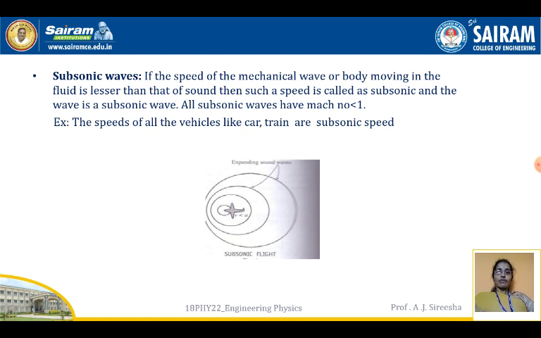The speeds of all the vehicles like cars and trains are nothing but subsonic speeds. If you look at the figure given here, a bird is flying. Since the flight of a bird is slower compared to the speed of sound, the sound waves are traveling at a higher speed and the bird is lagging behind in the figure. This means that the bird's flight is a subsonic flight because the speed of the bird is less compared to the speed of sound. Obviously, the Mach number is less than 1.